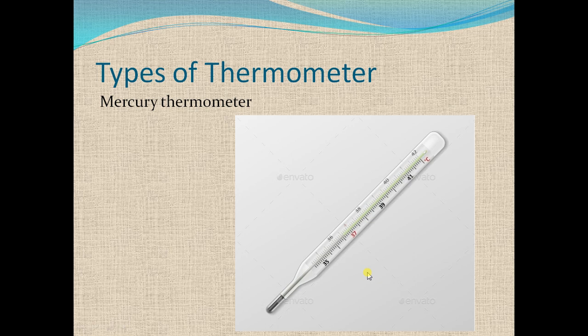Now types of thermometer. There are a lot of types of thermometer. The first one, let's discuss the mercury thermometer. You can see here in this diagram, this is a mercury thermometer. A mercury thermometer contains mercury which expands and contracts with the rise and fall of temperature. The clinical thermometer is a mercury thermometer and is used to measure the temperature of the human body. It cannot be used to measure temperature below 39 centigrade because mercury solidifies at temperatures below this.